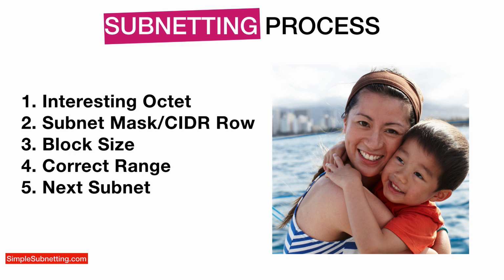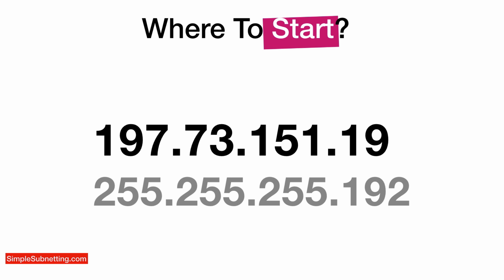So first, you need to find the interesting octet, then the subnet mask or the CIDR row on the cheat sheet, then the block size, the correct range, and then the next subnet. Let me walk you through what that means. Typically, they give you the IP address and the subnet mask. It's a lot of numbers, and it can be confusing to know where to start. But luckily, there is only one number that changes that you have to focus on. I'm going to walk you through 3 different ways to figure out which number to focus on.